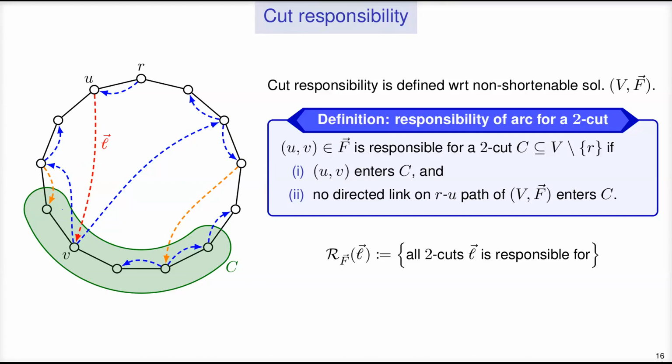More generally speaking, for any 2-cut, there's precisely one topmost entering link. The other ones come after that link when you go from the root to those links. And it's that topmost one that we declare to be responsible for our 2-cut.